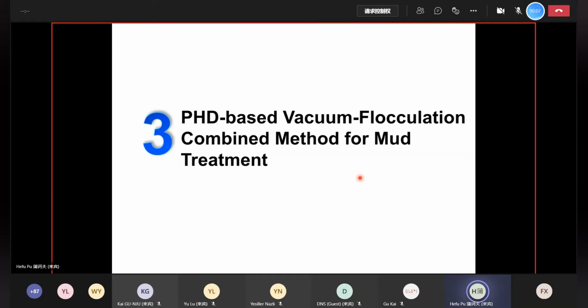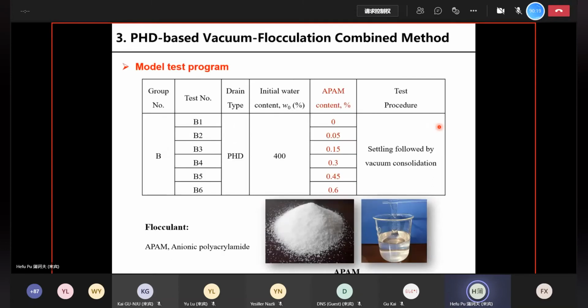Later, we also use this PhD-based vacuum method and combine this with other types of chemicals, for instance, combine this with flocculant. This is a part of the model test program. We have 6 different groups of tests with different APAM content.